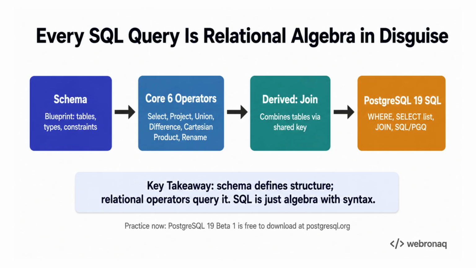Join is a derived operator built from those primitives, and it is the one you will write in SQL every single day. Every where clause, every column list, every join you write is one of these operators in disguise. And as PostgreSQL 19 Beta 1 shows us this month, even brand new capabilities, like SQL/PGQ graph queries, are ultimately rewritten back into relational operations by the database engine. The theory is not academic. It is alive inside every production database running right now.